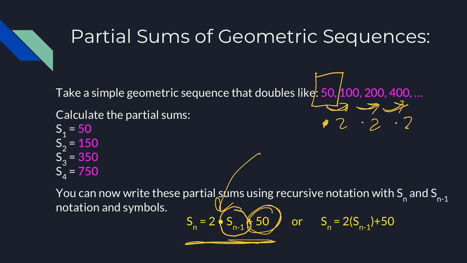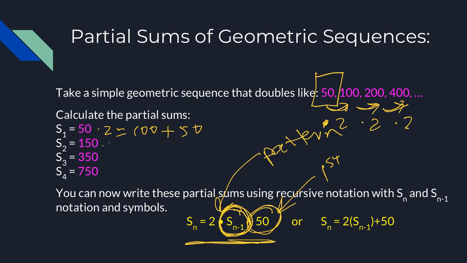So essentially it becomes the pattern: 2 times S sub n minus 1, because that is the previous sum. And then you also need to get the first number given, and that goes on the end. As you look at this, if I took this 50 times 2, I would get 100, but that's 50 short of the next sum, so I need to add on 50. The same thing is true here. If I take this times 2, I get 300. Well, 300 isn't the next sum, it's 350, so I need to add on the original term of 50, and that's how it works.